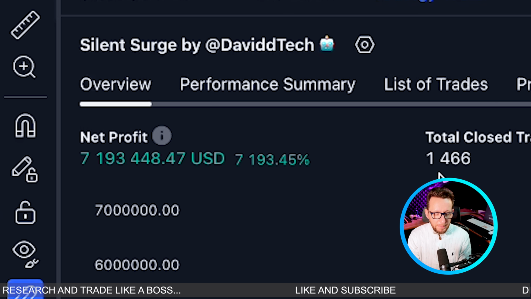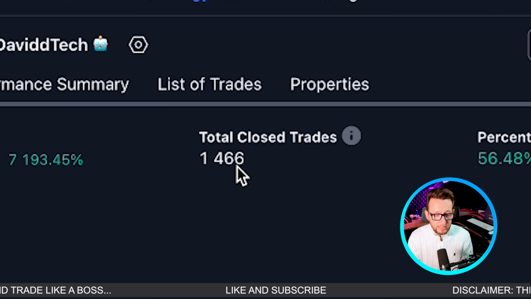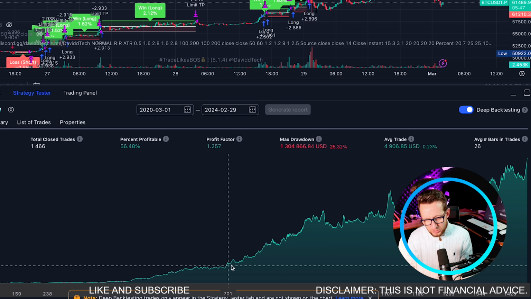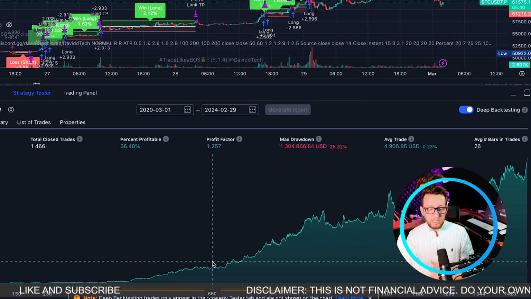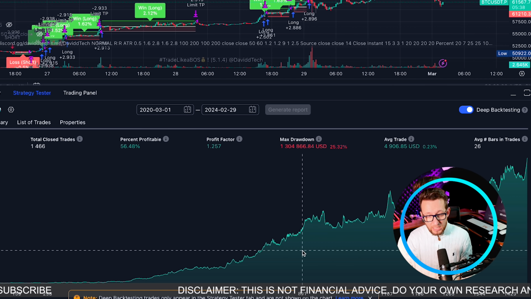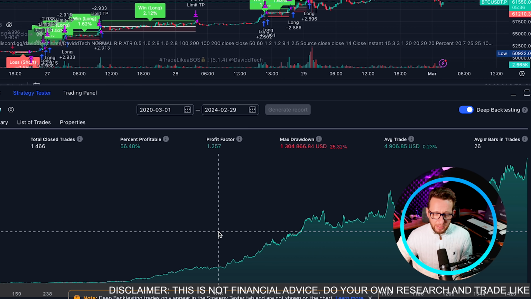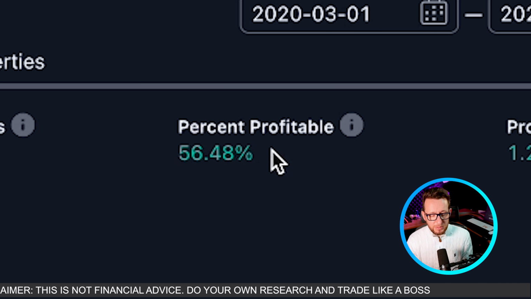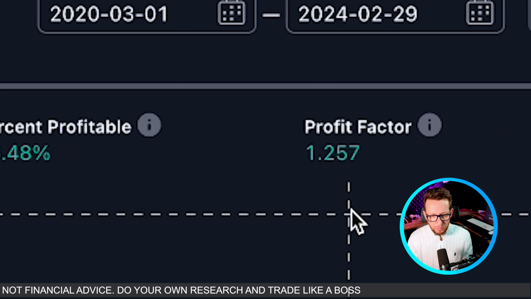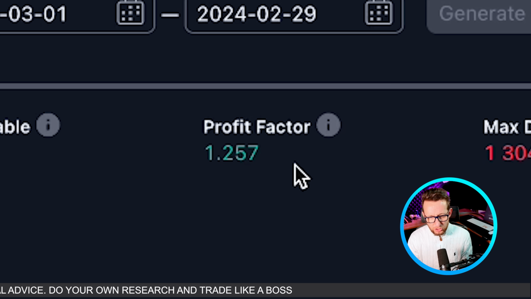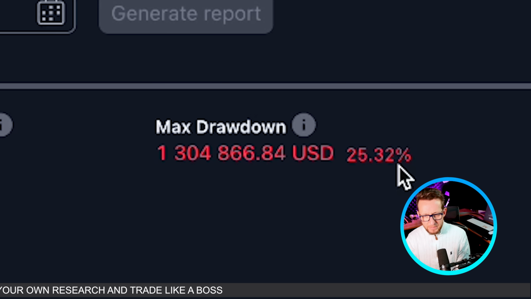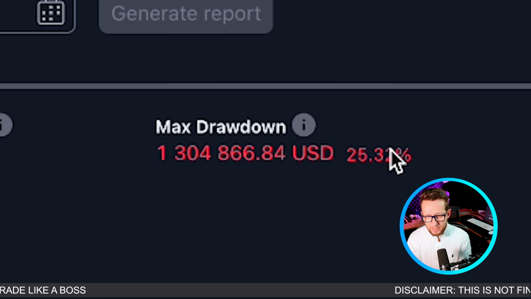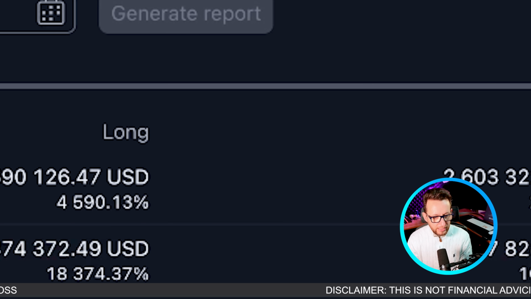Okay, this one here has 7,193% net profit. We have 1,466 closed trades, which is absolutely amazing. The equity curve looks pretty good to me. It's what you would expect from a potentially good scalping trading strategy. Obviously, scalping is going to be different from a higher time frame. We have a win rate of 56%. Like I said, I managed to get up to 60%. We have a profit factor of 1.2. Our max drawdown is 25%. Obviously, 25% is quite high, but we are using leverage, so you could decrease that quite easily.